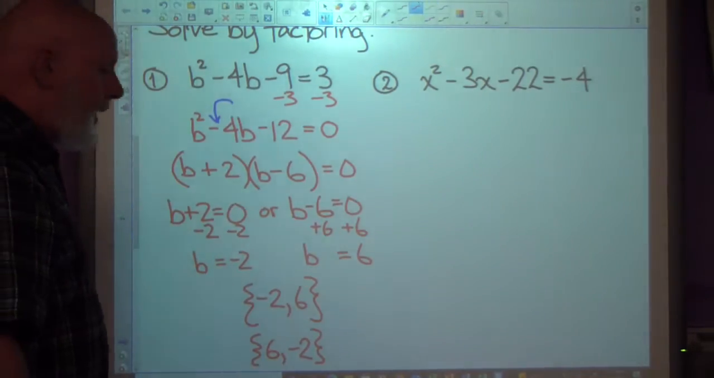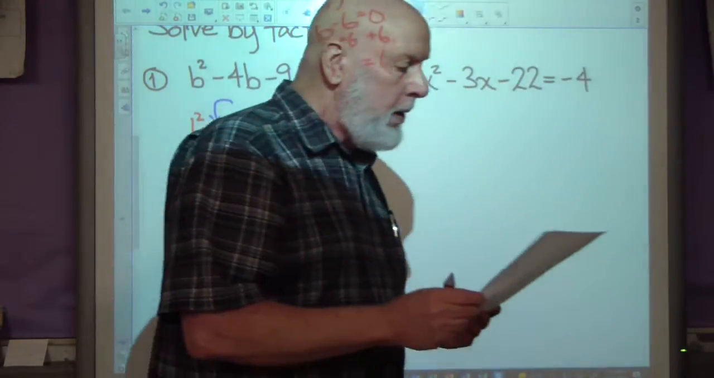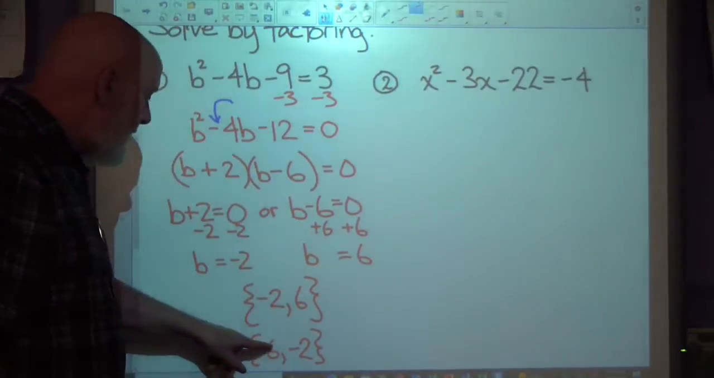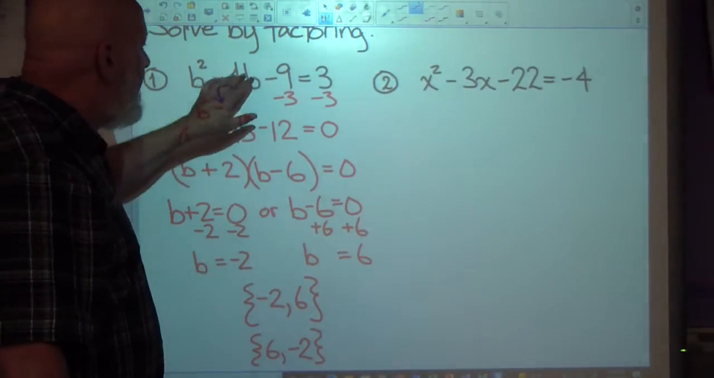Okay? And let me see if I have the answer sheet, see if I got it right. 6 and -2 is what it says, and that's what we got. Yay! Set whose members are 6 and -2. Those are the values that will make that true.